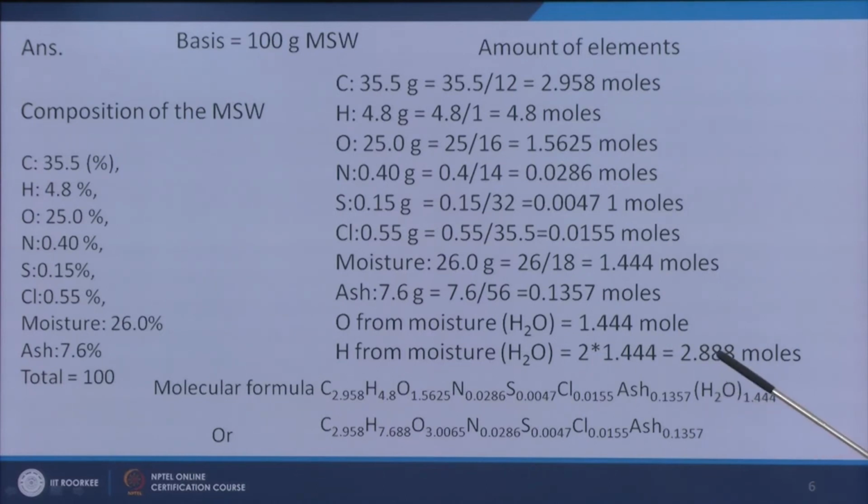The 2.888 can be added with 4.8, that is equal to H 7.688, and this oxygen 1.444 can be added with 1.5625. So, it is coming 3.0065. So, this is the way we can represent the MSW.